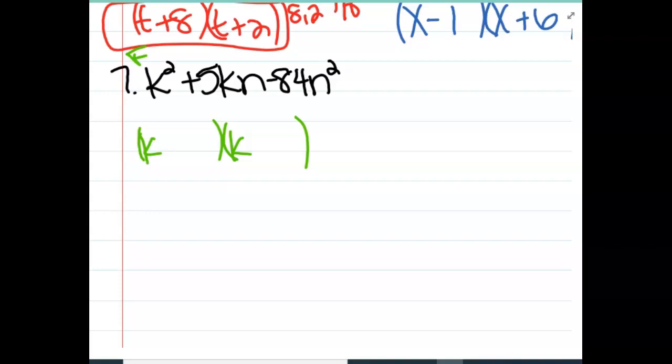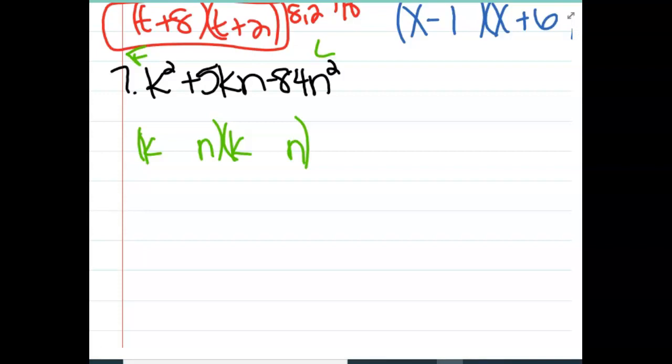Here's the thing. To get a k squared for my f, I had to do k times k. To get my L, it has to be an n squared. So in the same sense, to make that a something n squared, it's just going to have to be something n times something n. That's the only way this changes. The only way.